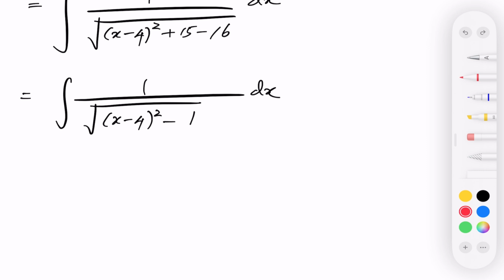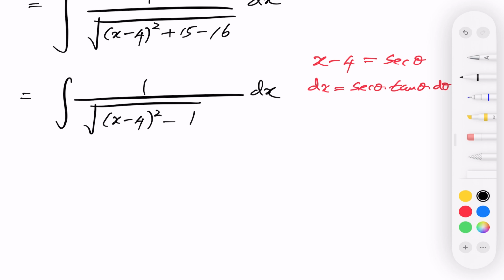Alright, now we are all set to start the substitution. In order to decide the substitution, we look at this term, which is x minus 4 everything squared. Therefore, we start the substitution as x minus 4 equals a coefficient times secant theta. That coefficient is the square root of the number right here, which is 1, and the square root of 1 is just 1. Therefore, the substitution is just 1 times secant theta. Then I need to differentiate both sides of that substitution.